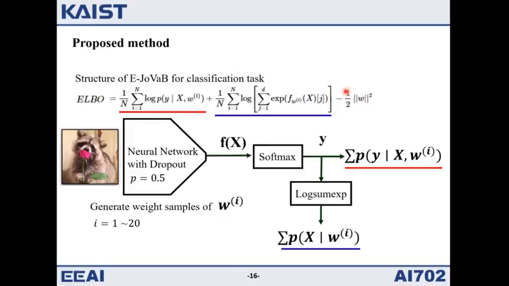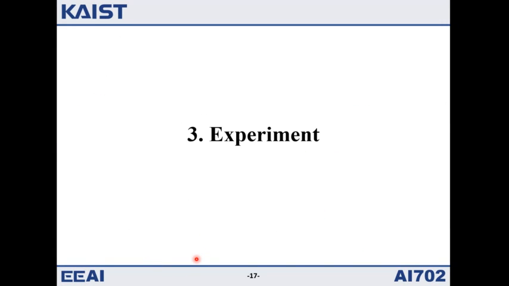This is a brief flow of the structure of E-JoVaB for the classification task. If an input image is propagated through the neural network, then after softmax, the summation of p(y given x) can be calculated, and after softmax and log-sum-exp, the p(x given w) can be calculated, and it corresponds to the ELBO's terms, where w_i are weight samples generated by the neural network through dropout, which is the Bayesian interpretation from Yarin Gal et al. Experiment.